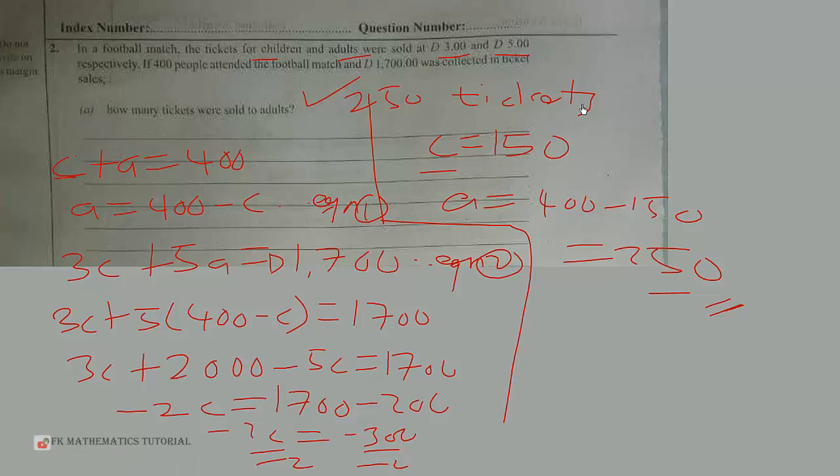Now, we're told that Mr. Sonko sold 250 tickets. If 175 of the tickets were for adults, so 250 tickets in all.